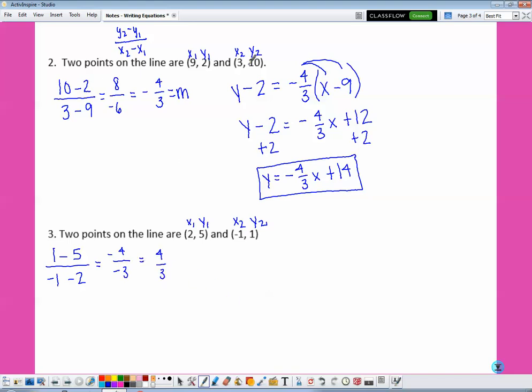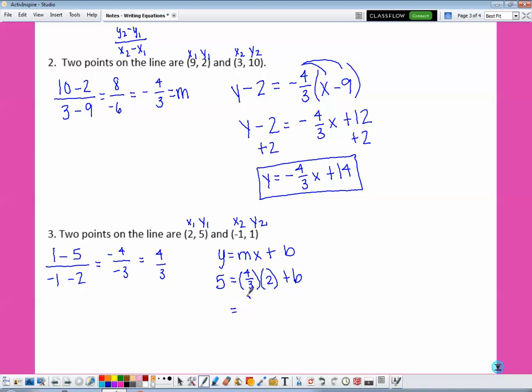Now, the last two examples I've shown you have used point-slope form. I'm going to show you an alternate using slope-intercept form, which is y equals mx plus b. Now we don't know what b is, and that's okay, but I'm going to plug in my x and my y. So y would be 5, m would be 4/3, x would be 2, plus b.